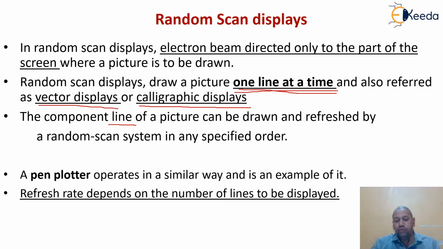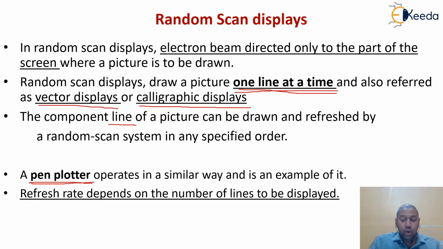Obviously we know that we have to refresh the lines that we have drawn, and the refreshing is carried out by the random scan system. The best example of a random scan system is the pen plotter. The pen plotter is considered an example of a random scan system; it operates in a similar way and is one example of it.